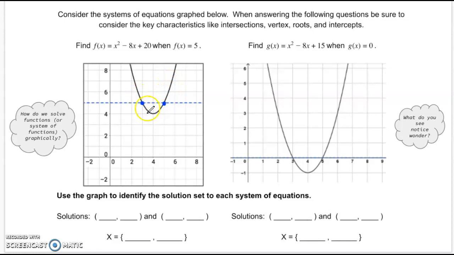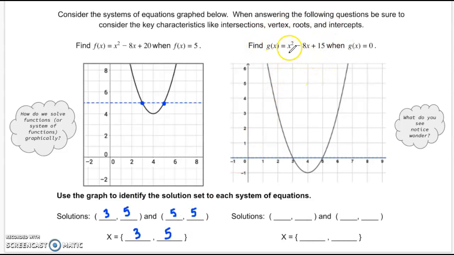Okay, so it looks like our solutions to the system would be at 3, 5, and at 5, 5, it looks like. And if I'm just recording the x values there, my x values are going to be 3 and 5. All right, now let's check over here on the right-hand side.